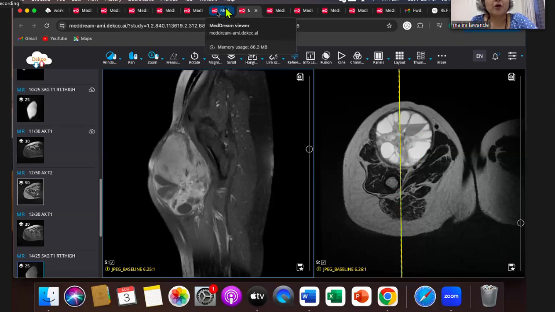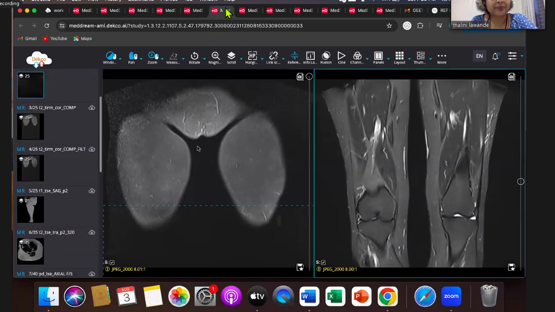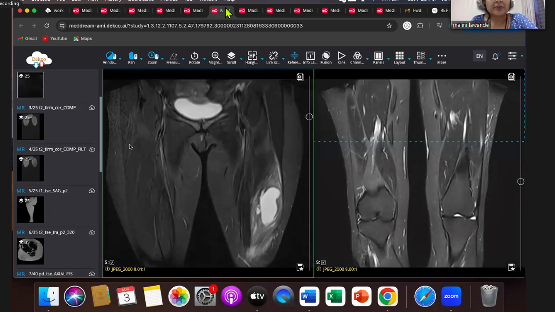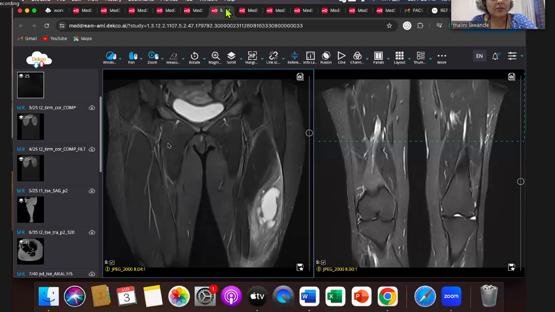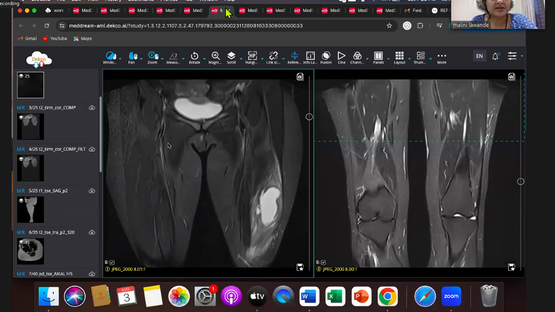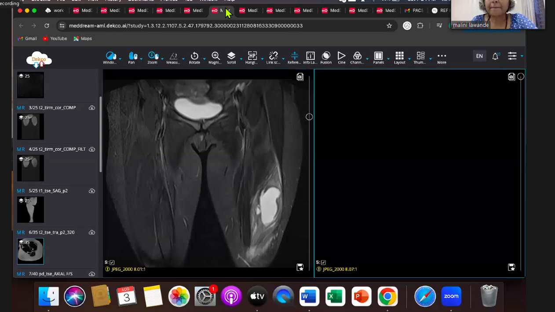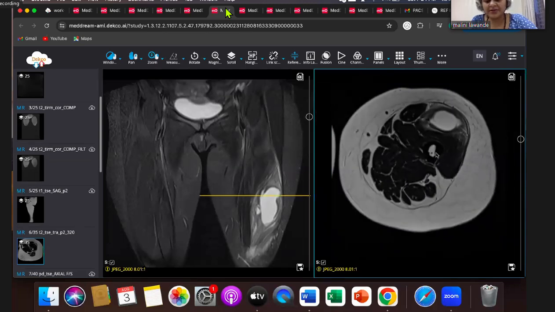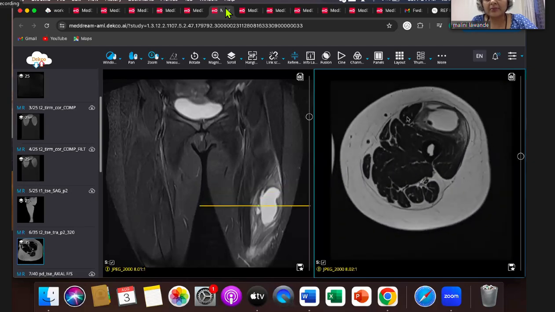Okay, we move on to the next case. This is a 22-year-old girl who presented with pain and swelling in the thigh. More history I'll provide you, but if we can just look at the scan first. Sometimes history is not always very clear about things. So first let's just look at it and then I'll tell you the history.